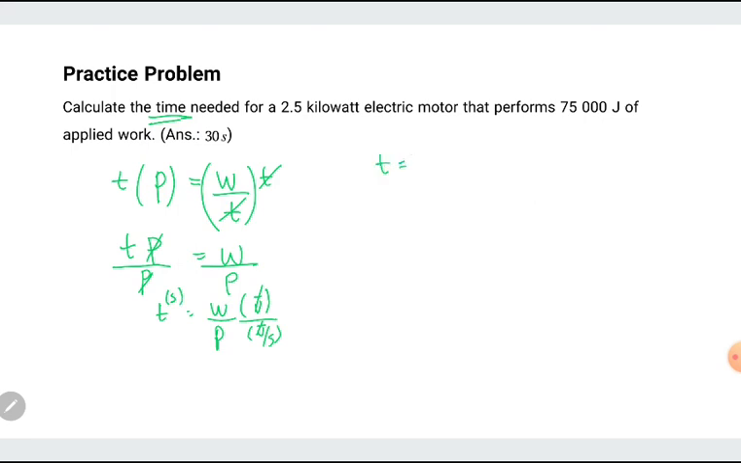So time is work, that is 75,000 joules, divided by power, which is 2.5 kilowatts. To convert that to watts, you multiply by 1,000, or you move the decimal place three places to the right, since 1,000 has 3 zeros. So 2,500 watts. Time will be the quotient of the two, equivalent to 30 seconds.